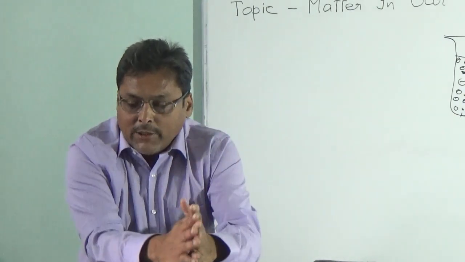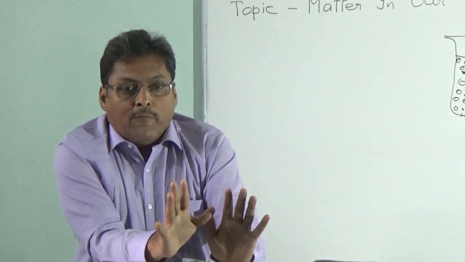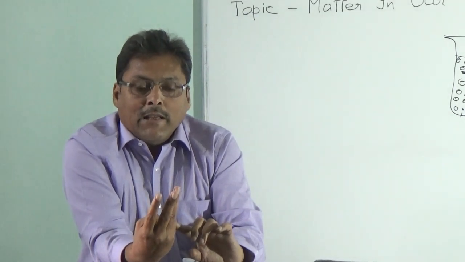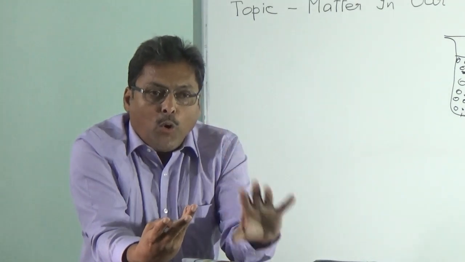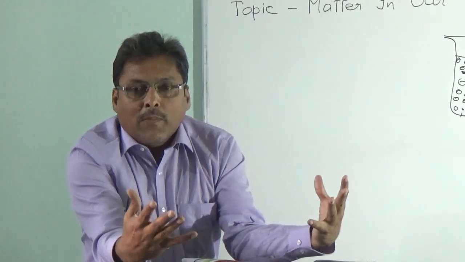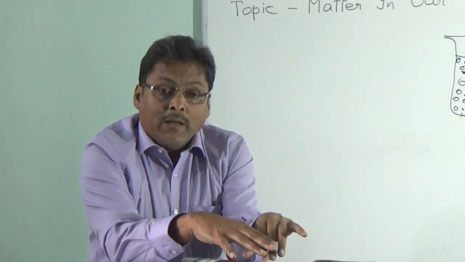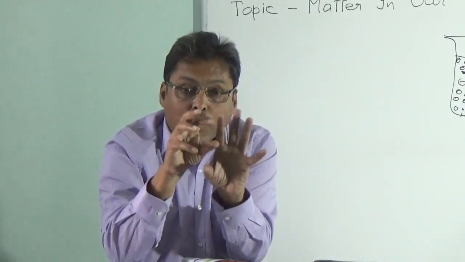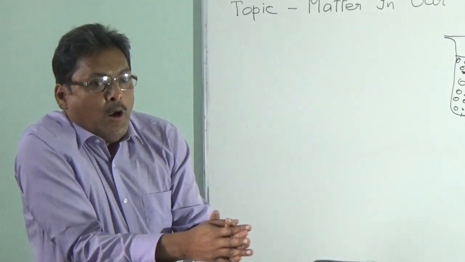Now we have the full kinetic theory about matter in 4 parts. First part, innumerable small particles make up any substance. Number 2, these particles are always in motion. Number 3, they must have some space between them. Otherwise, how can they move? And if they are always moving, why don't they just go away from each other forever? Because they also have some force of attraction working between them. Let us do some experiments to prove these 4 parts.